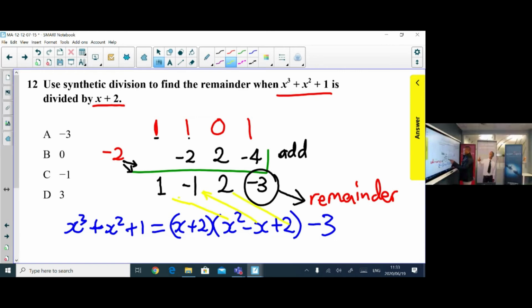So that's where I got the coefficients to put into my quadratic part. But the question simply wanted you to tell us what is the remainder. So your remainder will be A, which is -3.